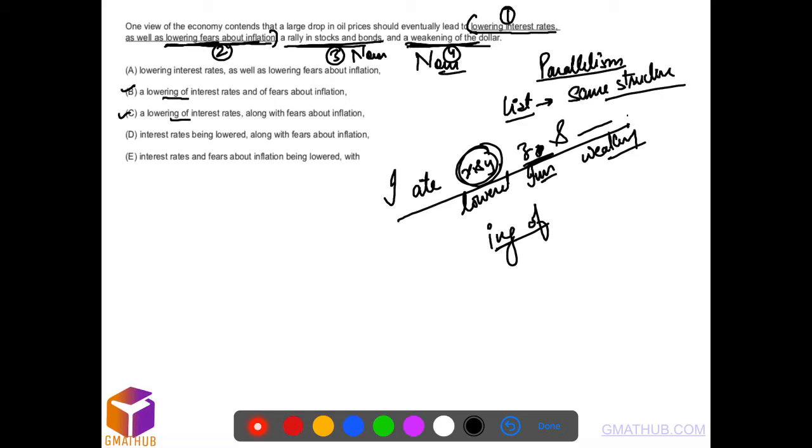Second, lowering of interest rates and fears about inflation. So interest rates and fears about inflation are getting lowered. Here it is lowering of interest rates along with fears about inflation. Now what about fears? They could be getting up or down, we don't know. But in the question we have a clear-cut idea, meaning that interest rates and fears about inflation are getting lowered. So it doesn't tell me whether the fears are getting high or low. So that's why this is out. B is the right answer.